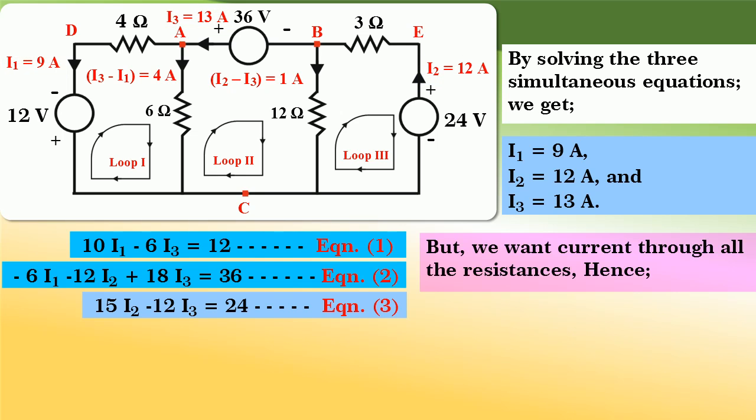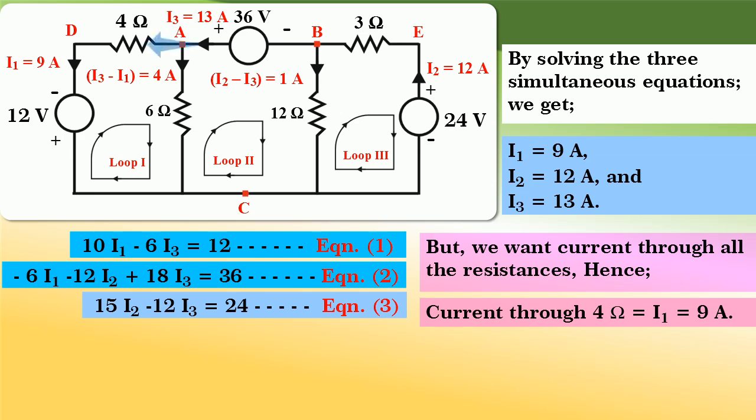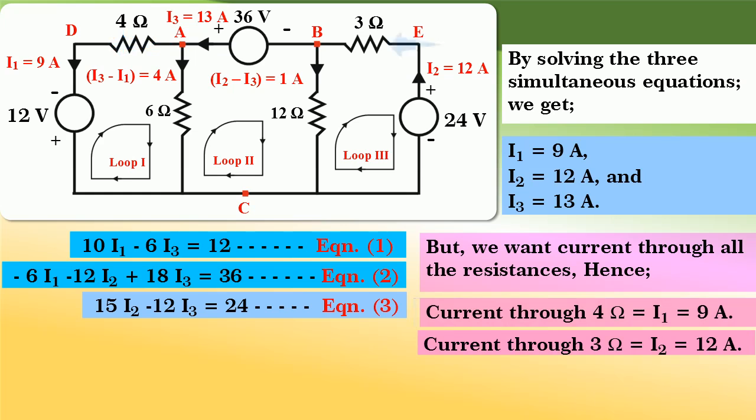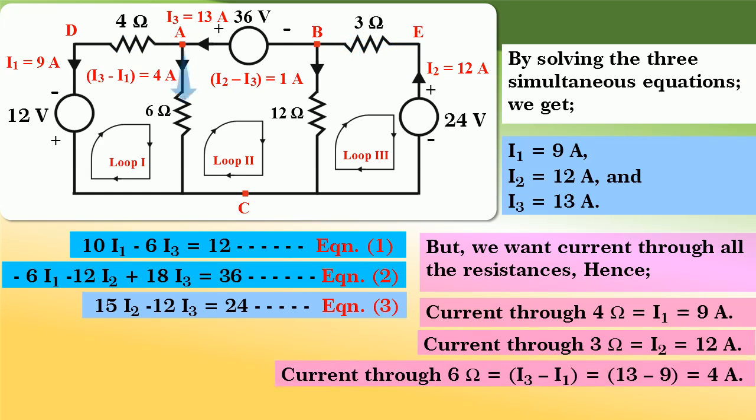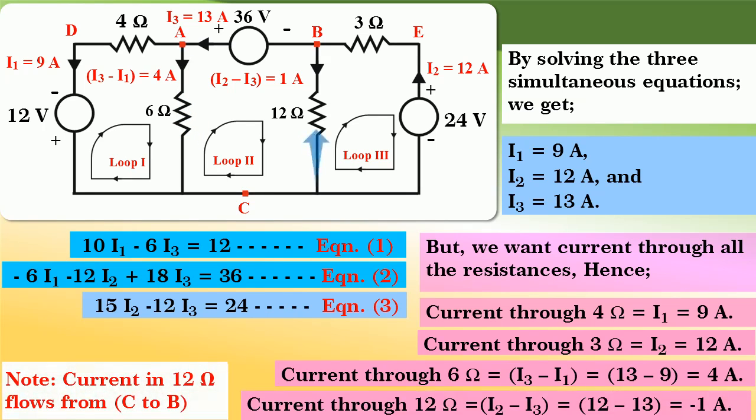But we want current through all the resistances in the network. Hence, current through 4 ohm is I1, which is equal to 9 amperes. Current through 3 ohm, I2 equal to 12 amperes. Current through 6 ohm, which is I3 minus I1 equal to 4 amperes. And current through 12 ohm, which is I2 minus I3, and that is equal to minus 1 ampere.